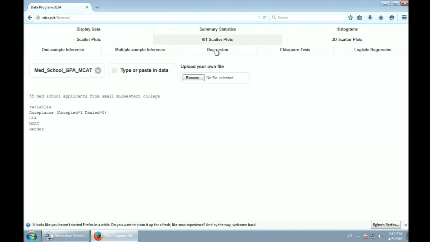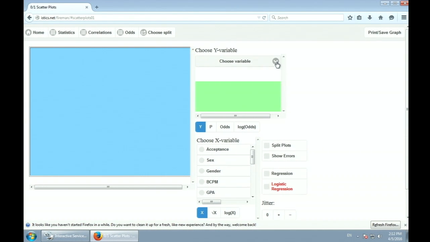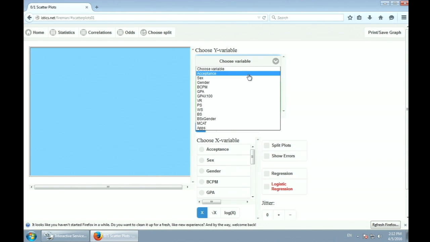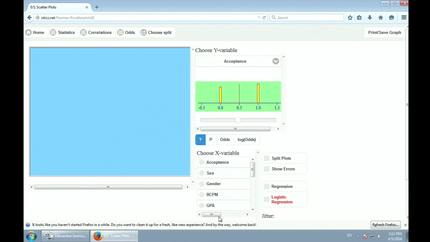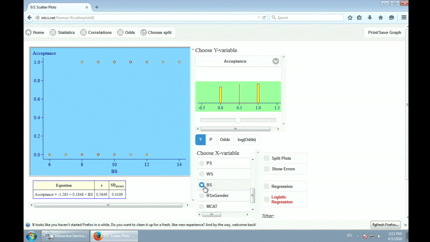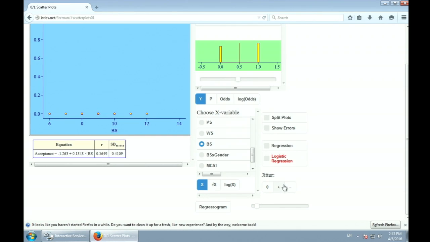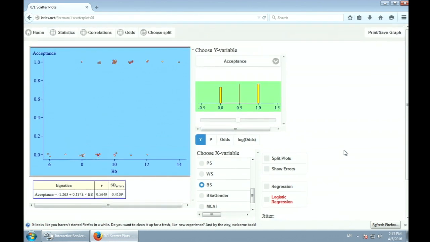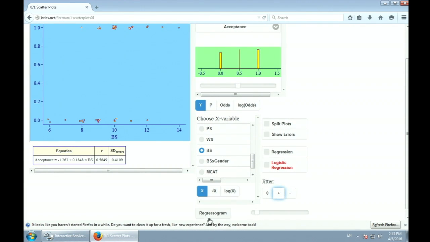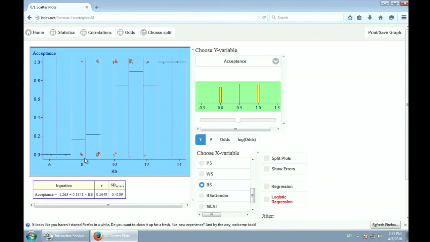You can look at a 0-1 scatter plot here. Again, we have acceptance as our y, that binary yes, no, and now we're going to use the biological science score here. We can add some jitter, so you can see, and then we do that regressogram, and there you see, those are the points that you see in your notebook. I put a little point for each one of these.